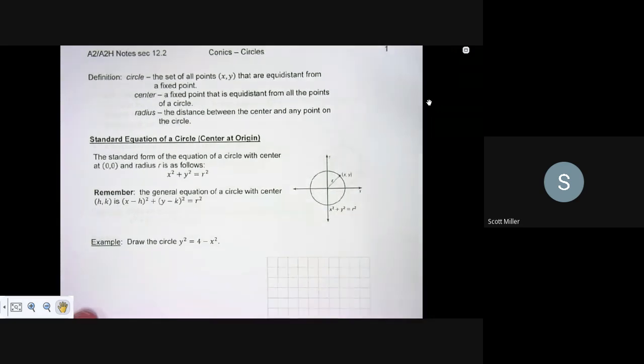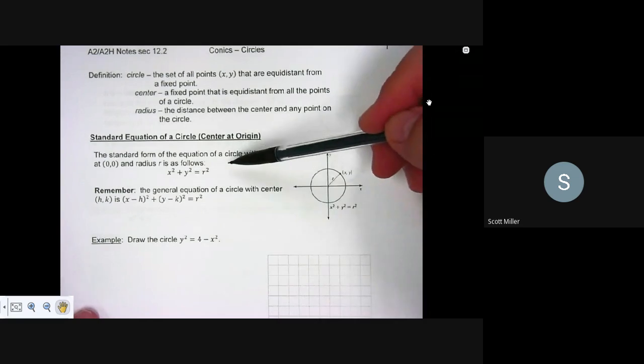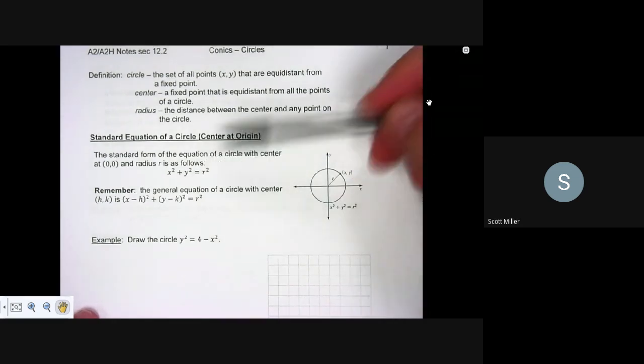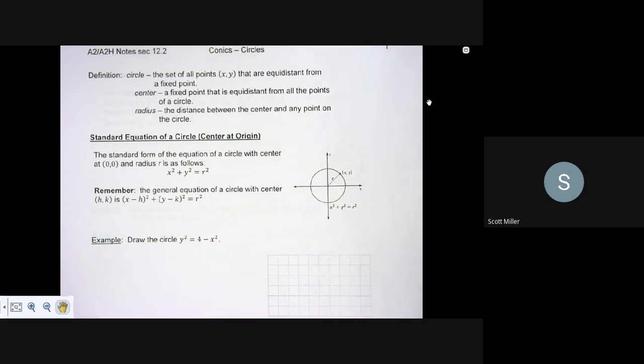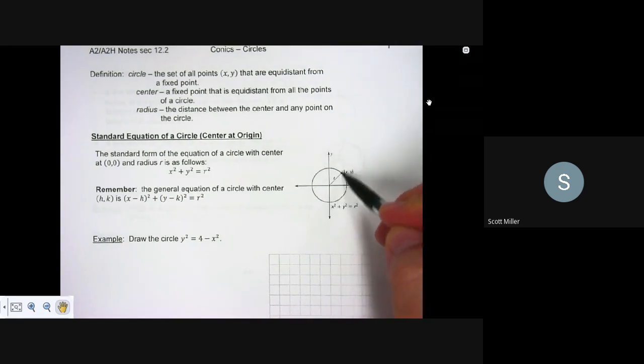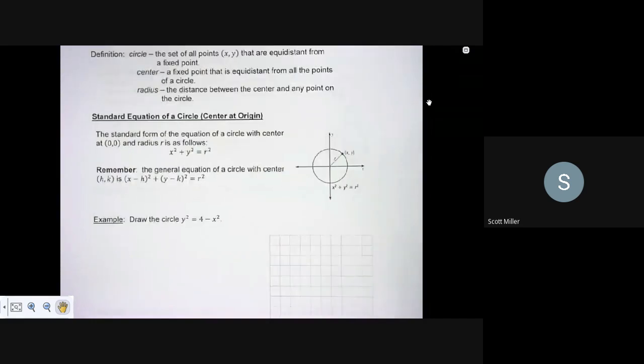Okay. The standard form for an equation of a circle at the origin is x squared plus y squared equals r squared. It should look familiar to you. It's very similar and related to, again, the Pythagorean theorem, because if I draw this as the radius, this could be the hypotenuse of a right triangle sitting right here. And we've talked about this numerous times in different things.